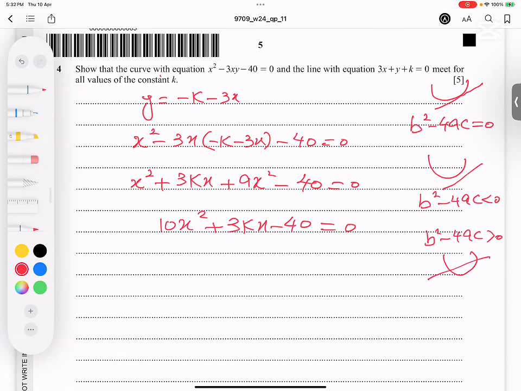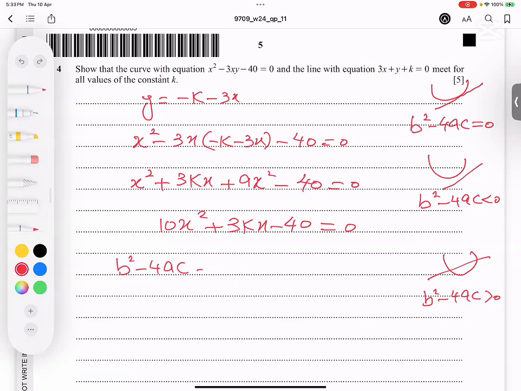Okay, now students, let's see how we can solve this. Because I don't know whether the sign is less, more or equal, I have to justify this one, because meeting means cutting at 2 points. So how can we justify? It means b squared minus 4ac should be more than 0, it should be positive. So let's try to do it. b squared minus 4ac.